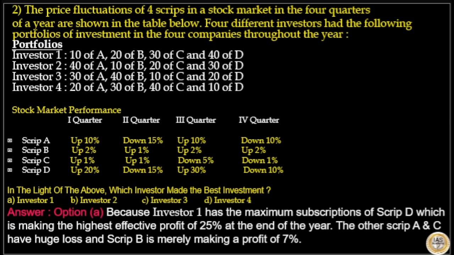Here, the answer to this question is option A, investor 1, because investor 1 has the maximum subscriptions of scrip D, which is making the highest effective profit of 25% at the end of the year. The other scrips A and C have huge losses and scrip B is merely making a profit of 7%.